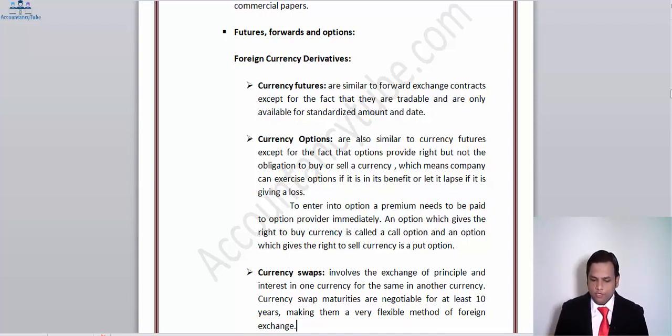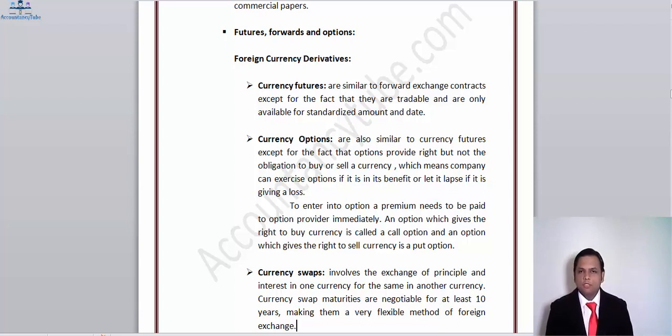There are three types of currency derivatives. First, we've got currency futures, which are similar to forward exchange contracts, except that they are tradable in the market and you can sell and buy them if you want before they mature or before the date of completion.